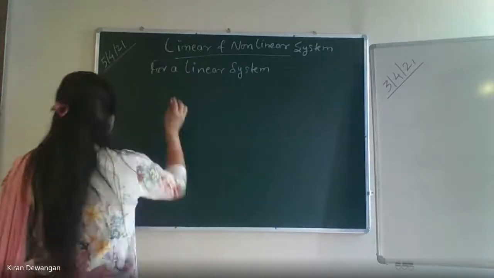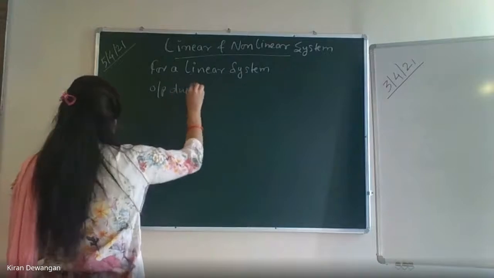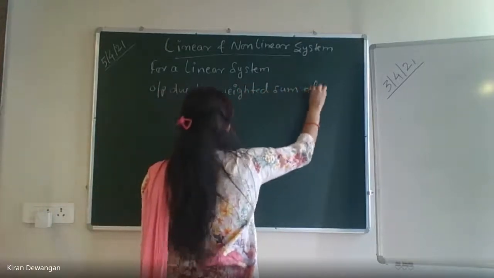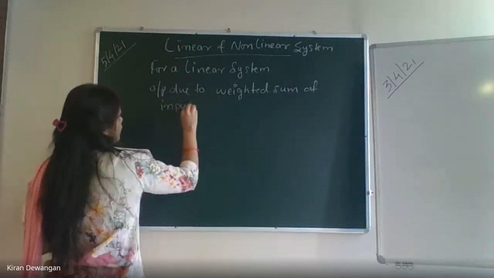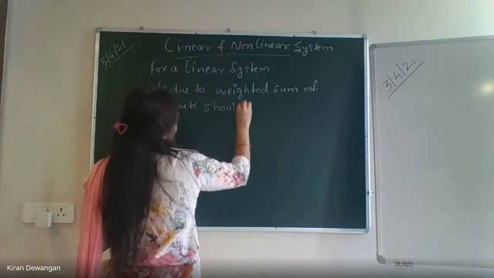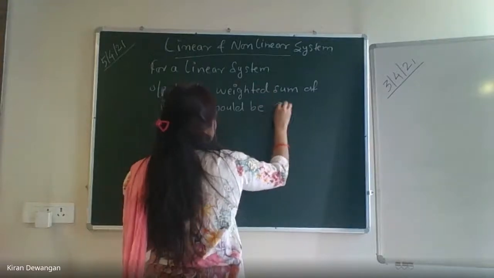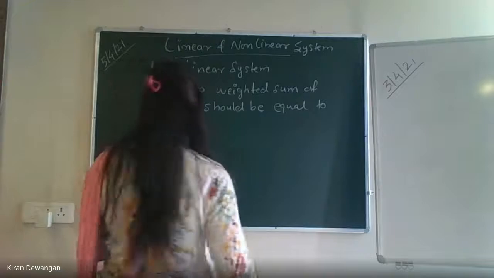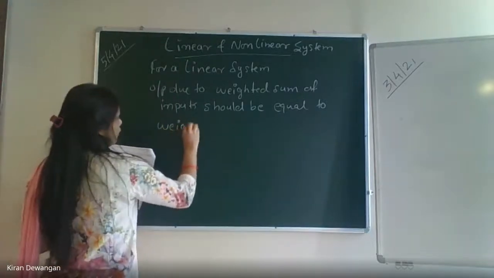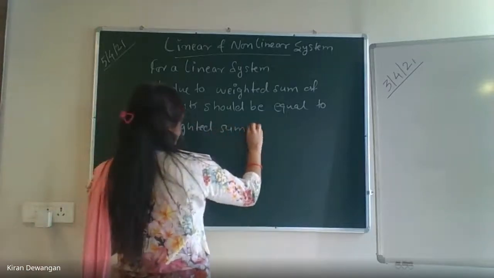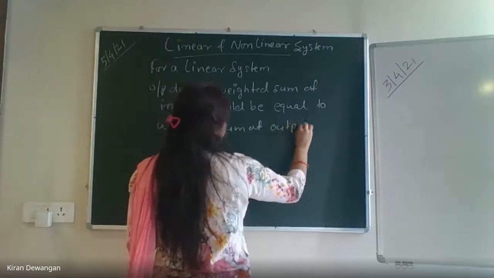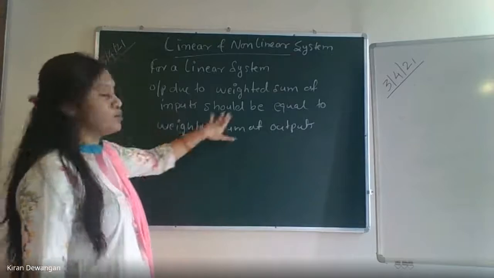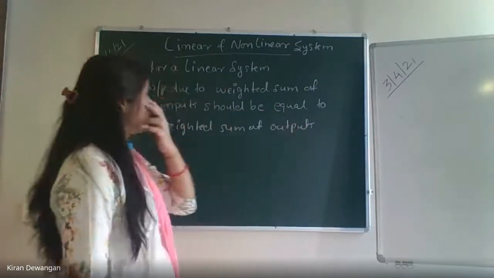For a linear system, the output due to a weighted sum of inputs should be equal to the weighted sum of outputs. The output due to the weighted sum of inputs should be equal to the weighted sum of outputs. So this is the condition for a linear system.